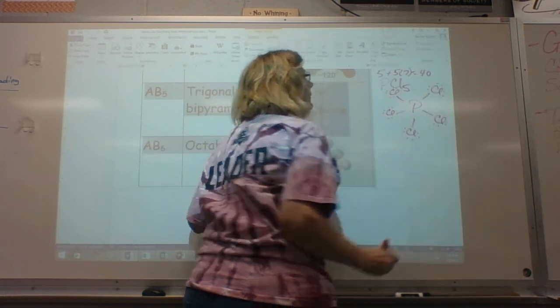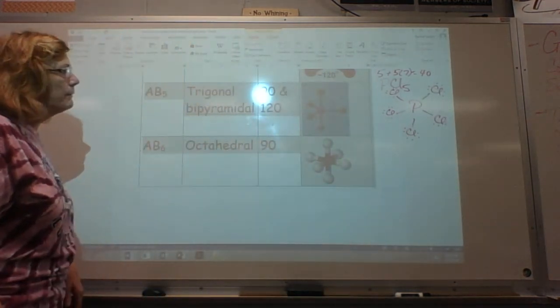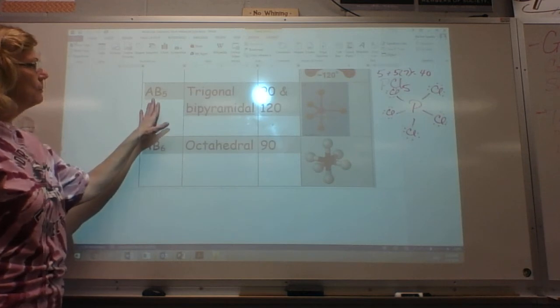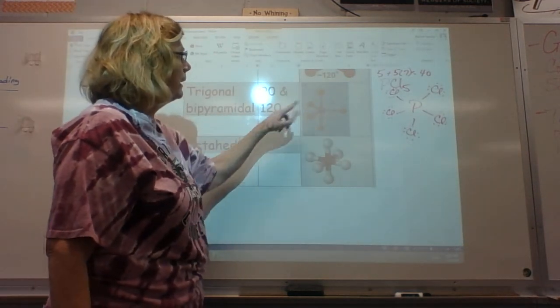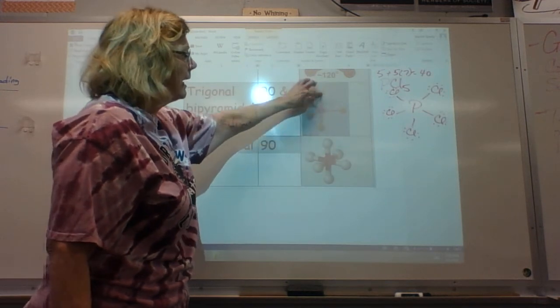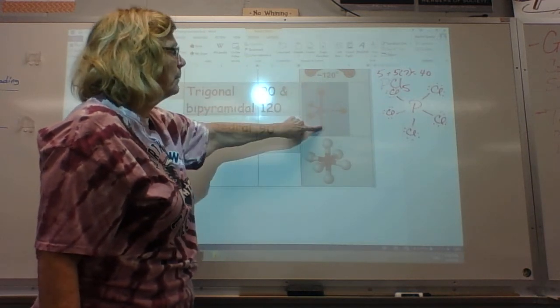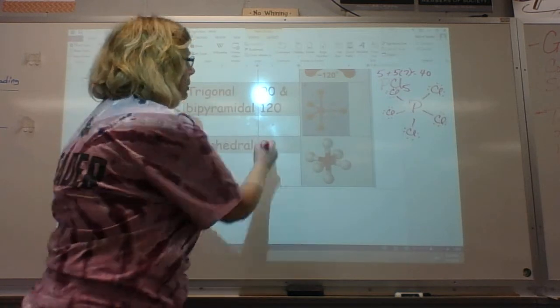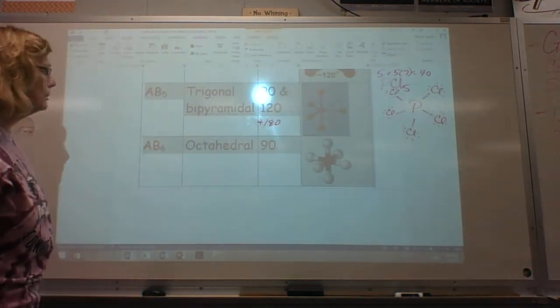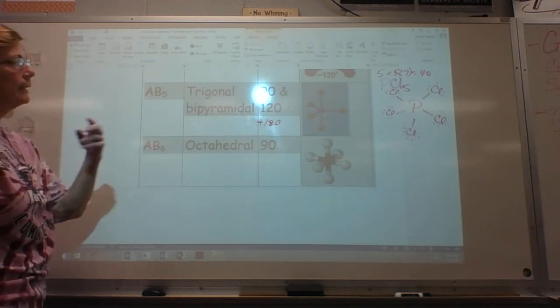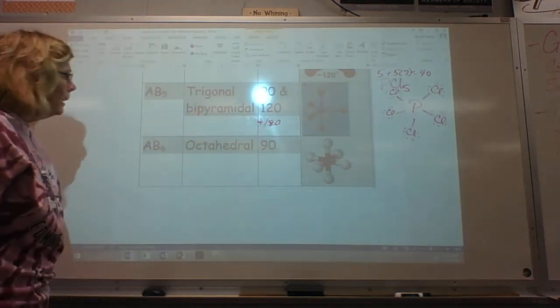And here we have PCl5. PCl5 is going to arrange itself that it's going to have that trigonal planar in the middle, so that's 120. This is 90. You could say 90 and 180 because these are 180 apart. This is 90. So you could include a 180 here if you wanted to. That's fine too, because there is a linear component here.